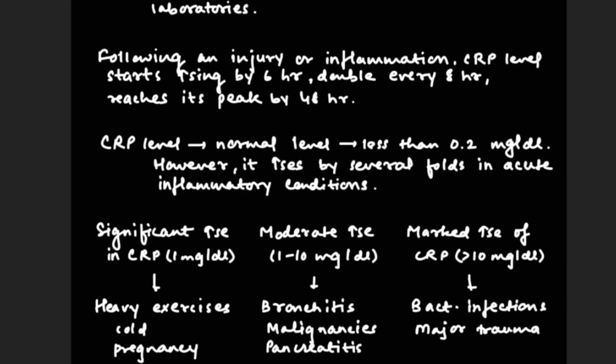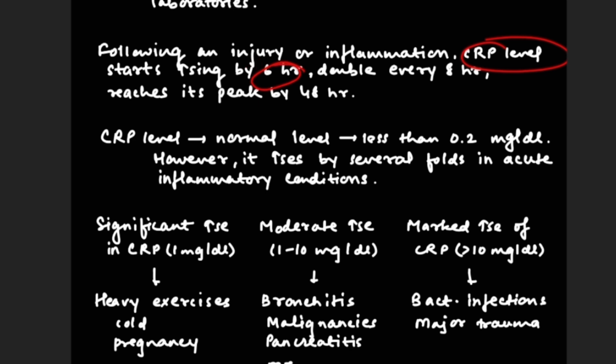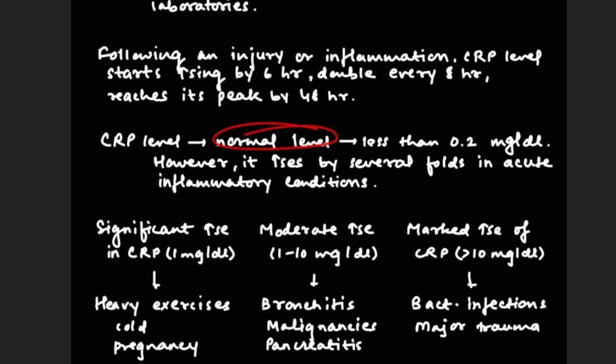Following an injury or inflammation, CRP level increases by 6 hours and it doubles every 8 hours and reaches peak by 48 hours. The normal level of CRP is less than 0.2 mg per dl. However, it increases several folds in acute inflammatory conditions.